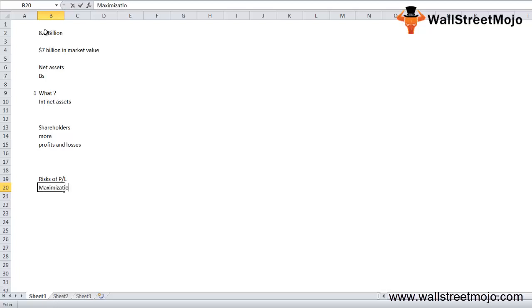Maximization of shareholders wealth. Now we can express the assets in an equation like this: assets is equal to liabilities plus shareholders equity. This is the equation by which you can go. If we interchange the equation a bit, we get the definition of shareholders equity in the formula: assets minus liabilities is equal to shareholders equity.